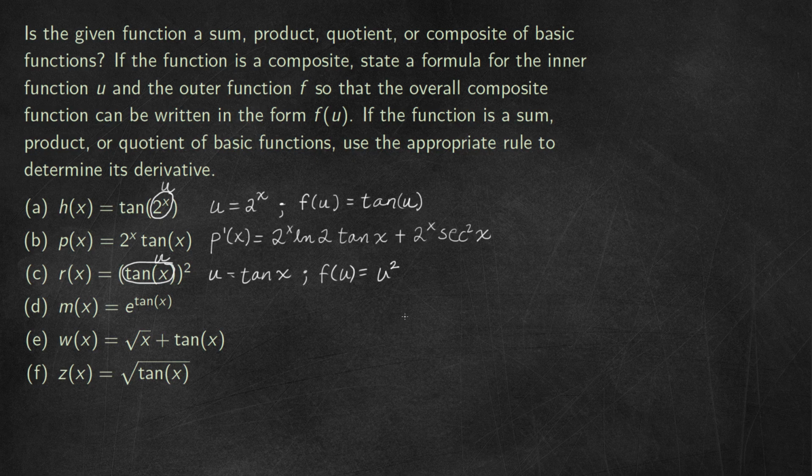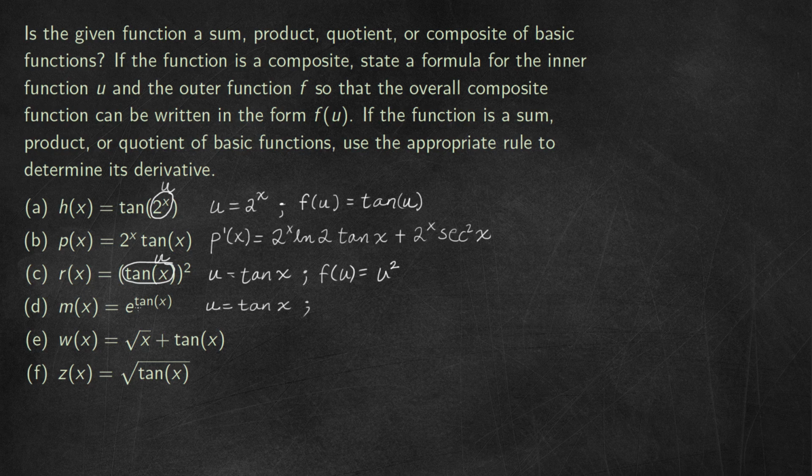Part D, m of x equals e to the power tan x. This is a composite function. It's not just e to the x, it's e to something else. And in this case, that something else is tan x. So we have e raised to the power of something other than just plain x. So our inner function is u equals tan x.